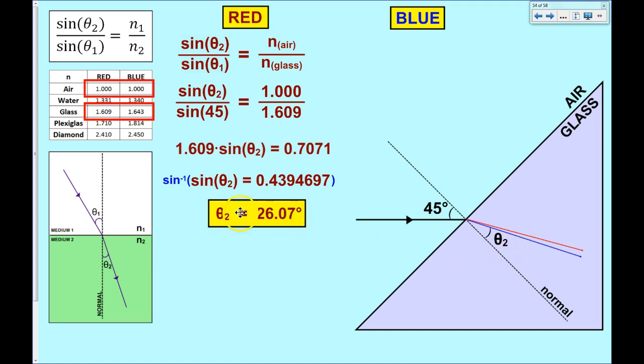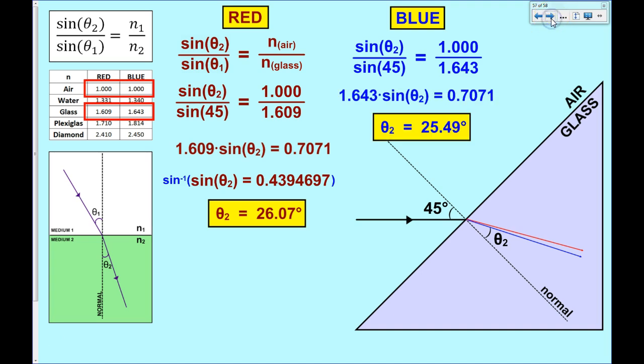So we know that our blue degree measurement, our blue theta 2, should be less than that because it's going to be tighter to the normal. And to do the blue line, we set it up exactly the same. We use Snell's law. We plug in all the values, this time for blue light, so we've chosen 1.0 and 1.643. Cross multiply, divide, take an inverse trig function, and we've got that degree measurement. So we can actually physically draw on whatever we're drawing on that is a tighter angle to the normal, and all of a sudden we have this separation of colors.